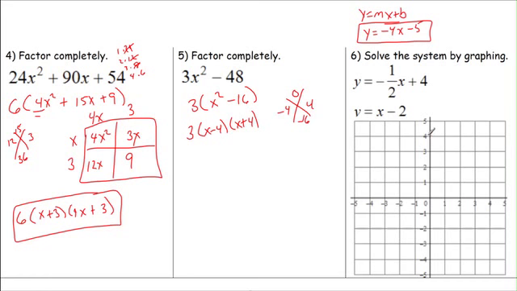Over here, start at 4, down 1 over 2, down 1 over 2. Looks a little bit like that. I'm going to start at -2, up 1 over 1. And it's pretty obvious that it's going to meet right here, and that point is 4 comma 2, and that is necessary to write. That's the solution. All right, so that's a little algebra review.